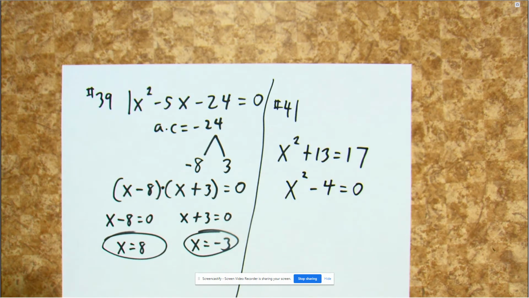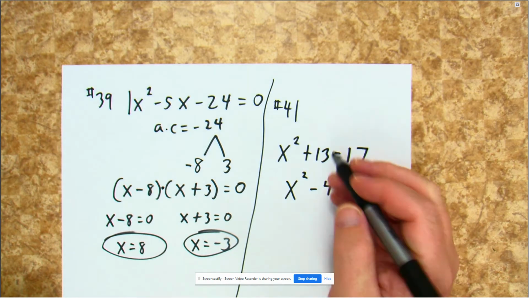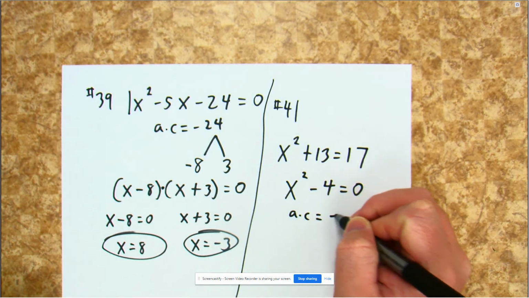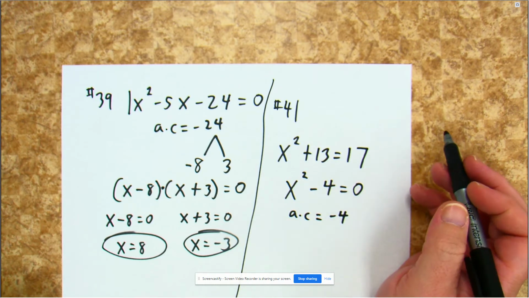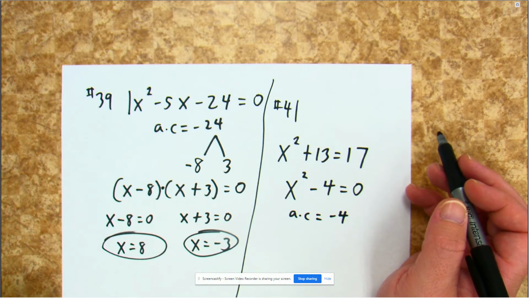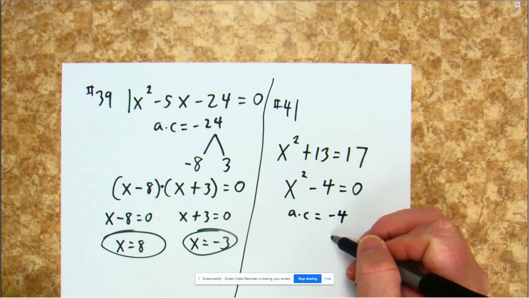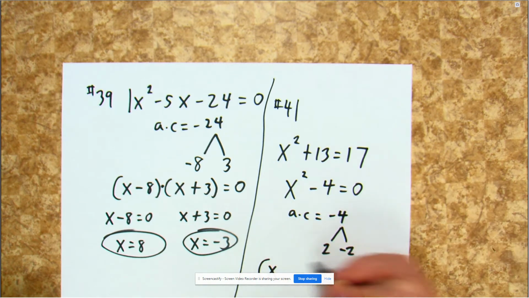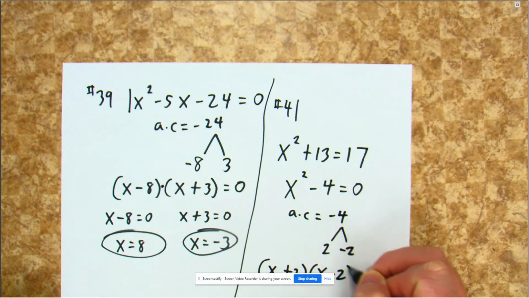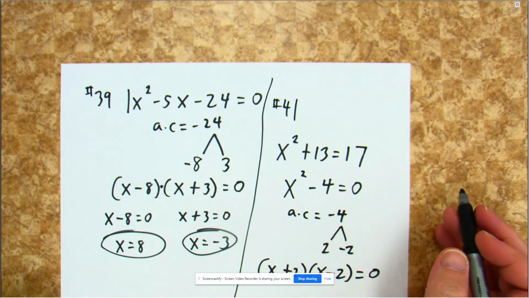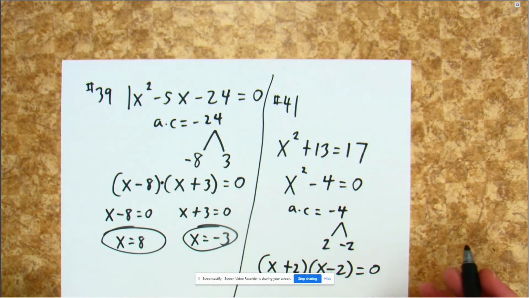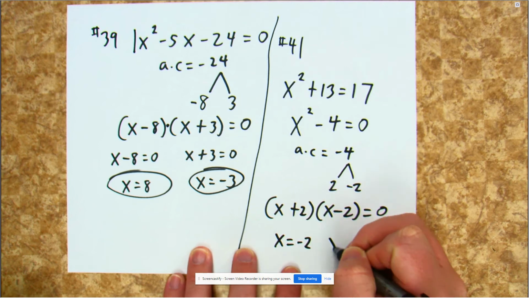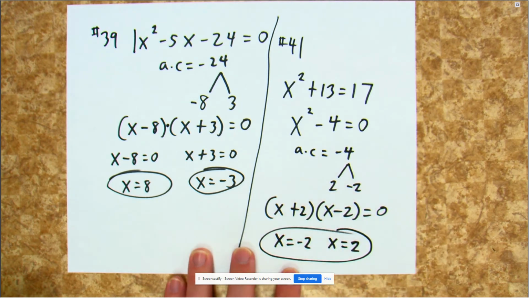Now I'm going to bypass a bunch of stuff right here. First of all, a times c is negative 4. There is no b value in the middle. I mean, technically the b value is a 0. Please keep that in mind, because I need to find those two numbers that multiply to -4 and add up to 0. Very quickly, a lot of you would be able to figure out it's 2 and -2. x plus 2, x minus 2 equals 0. Ultimately, my two answers, similar to what I had before, would be x equals -2, x equals +2. And both of them do indeed work.